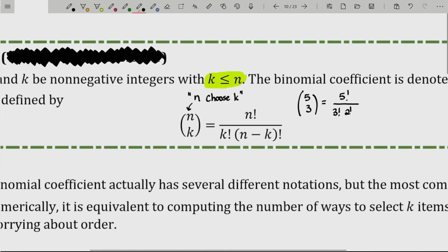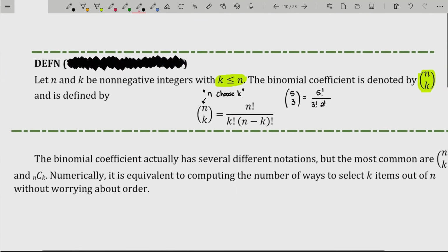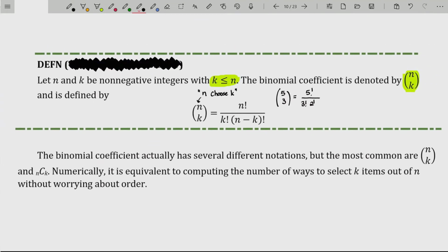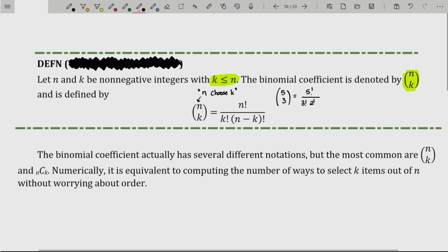Well, there's a lot to it. This delves deeply into combinatorics and probability theory, which is not what we're going to get into, even though that's an awesomely awesome subject. I'll read this verbatim. The binomial coefficient actually has several different notations, but the most common are n choose k, the one that I had written there, and nCk, which means n choose k. Numerically, it is equivalent to computing the number of ways to select k items out of n without worrying about order. What do I mean by that?